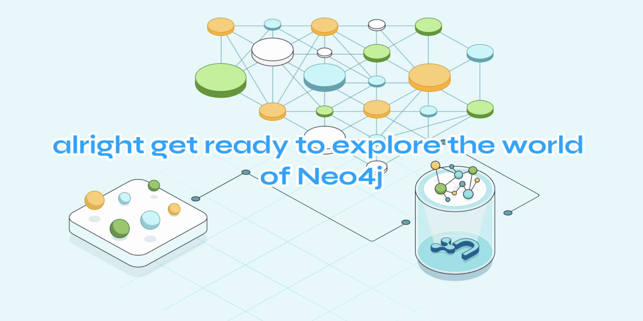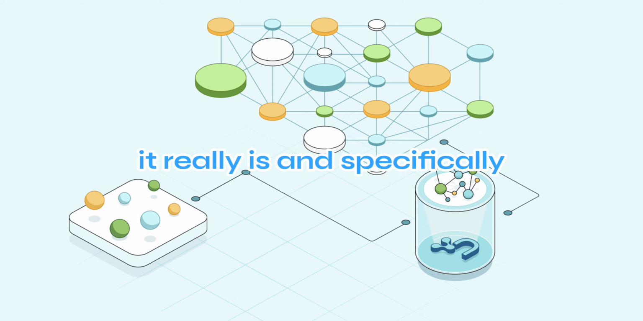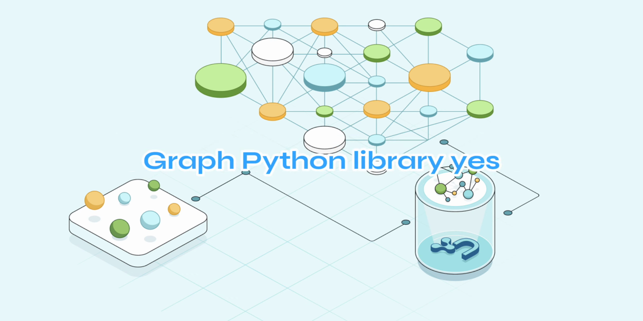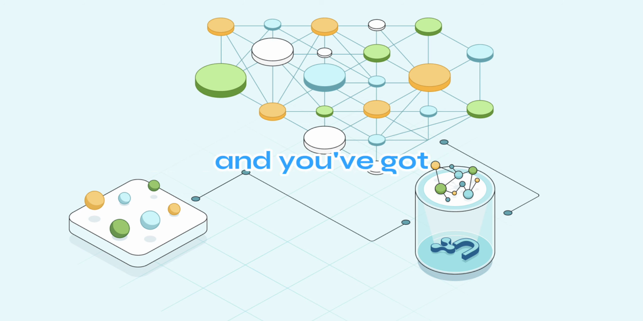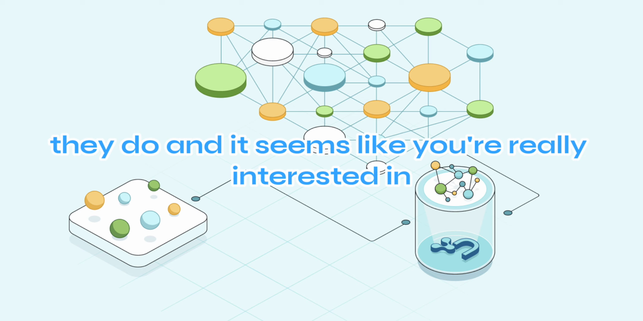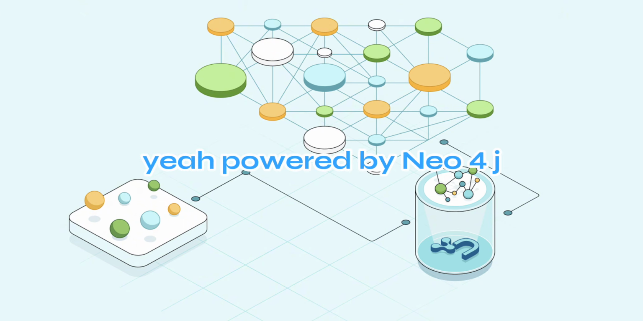All right, get ready to explore the world of Neo4j Graph data science. It's going to be quite the deep dive. It really is. Specifically, we're going to be looking at this Neo4j Graph Python library that you've been digging into, and you've got quite a bit of technical documentation here. They do. And it seems like you're really interested in building some seriously cool AI applications powered by Neo4j. It's exciting stuff.